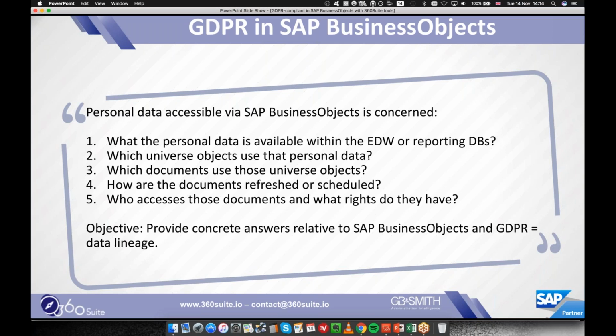And fifth, who's got access to those documents and what rights do they have on those documents? So within that framework of questions, we want to provide concrete answers relative to SAP Business Objects and GDPR and that interaction. I like to think of it as data lineage: what comes in, how is it processed, and how does it come out in a report and an instance, etc. We need to have an understanding of that complete flow of personal data outside and inside of Business Objects.